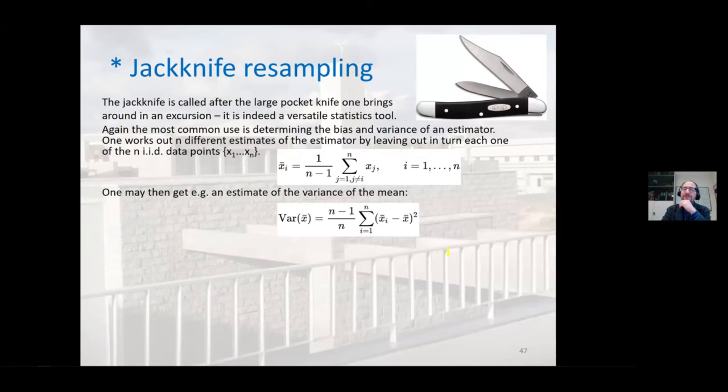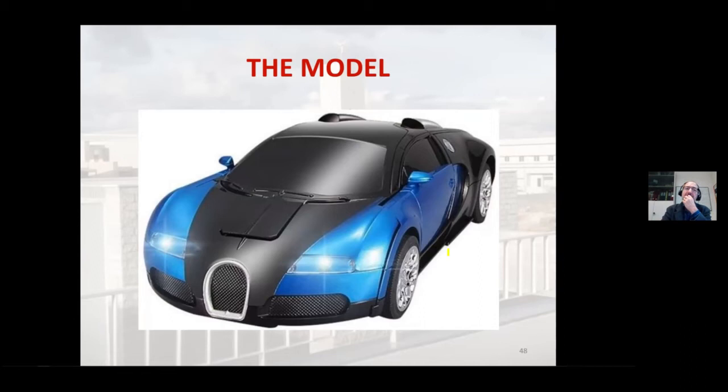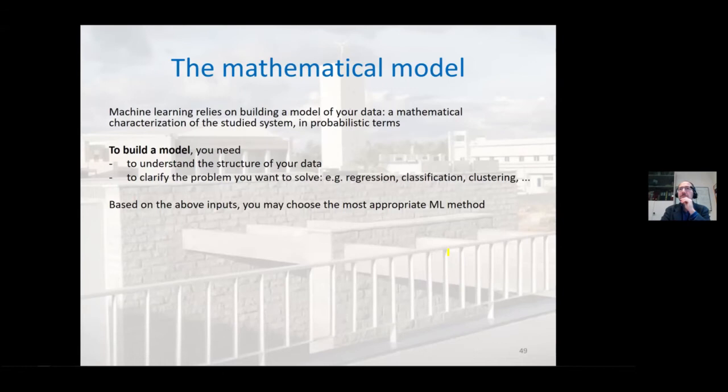I won't talk about jackknife resampling, but the slide is here. A couple of words about the model. We were saying that we don't trust our models sometimes, but our simulations are typically pretty good. But in general, for any applications, you need to build a model. So you need to understand the structure of your data, and you need to know what you really want to do with it, so that the answer and the most promising approach will depend on what you want to do.